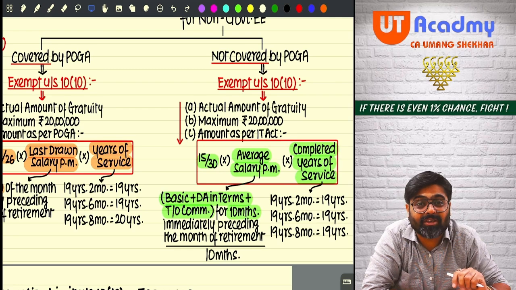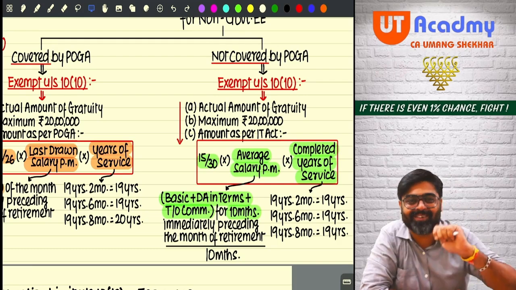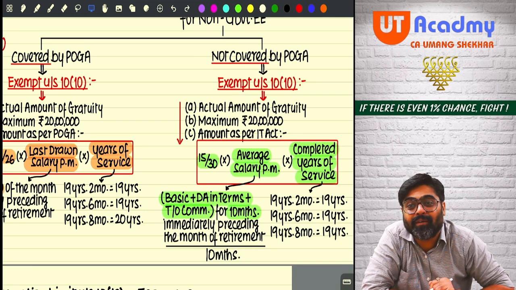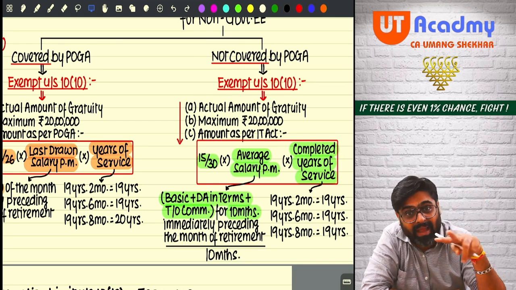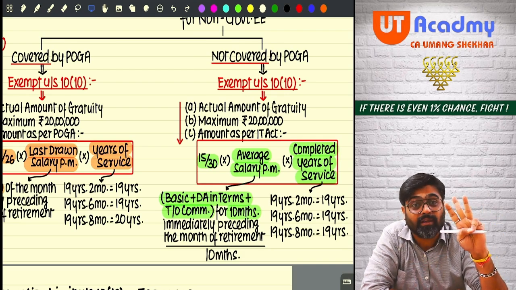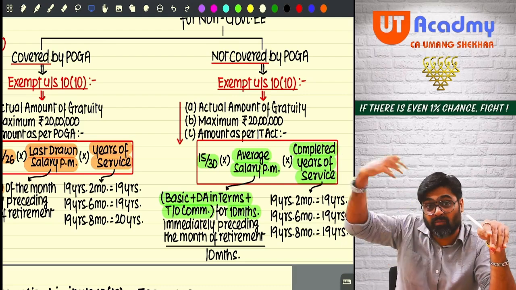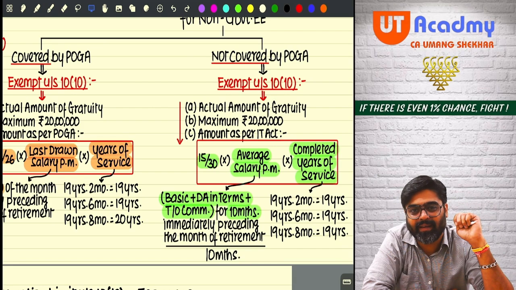But now the last limit will not be as per POGA, because you are not covered by POGA. The last limit we will tell you as per the Income Tax Act. Getting my point? So first, actual amount. Second, maximum 20 lakhs. And third, now we will tell you the limit under the Income Tax Act, because that limit will not come from POGA since you are not covered by POGA. Getting my point? What is the full form of POGA?